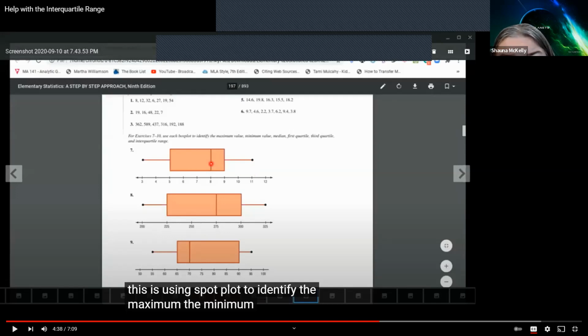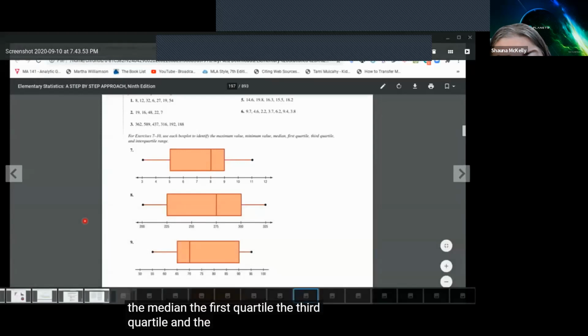Now, Q1 is the side of the box. The left side of the box, the lower quartile, right here is 5. The right side of the box is Q3, which is 9. Okay, and this line, sometimes it's in the middle, sometimes it's not. But this line in your rectangle is your median, which is 8, which tells us that this is a skewed distribution. Let me continue. The median, the first quartile, the third quartile, and the IQR.